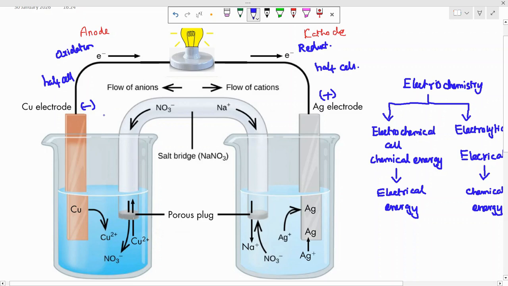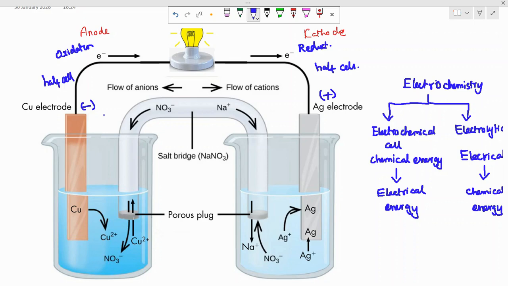Remember that you cannot fix the cathode and anode polarity for both the electrochemical cell and the electrolytic cell. It will vary, so you have to remember one thing. Oxidation means loss of electrons, and loss of electrons happens only when there is a negative charge. So the negative charge is at the anode, but in the electrolytic cell it will differ. I will give you that in the next class.